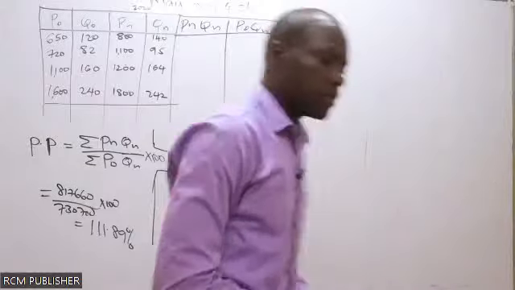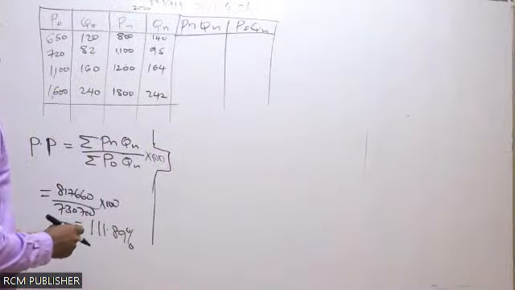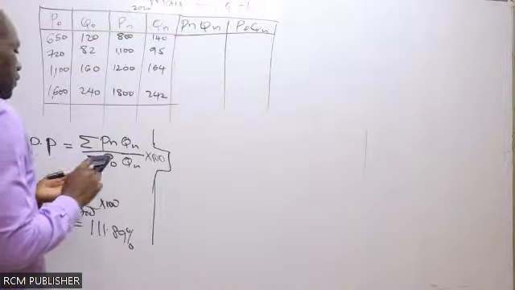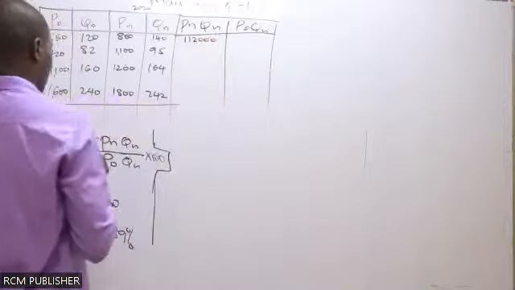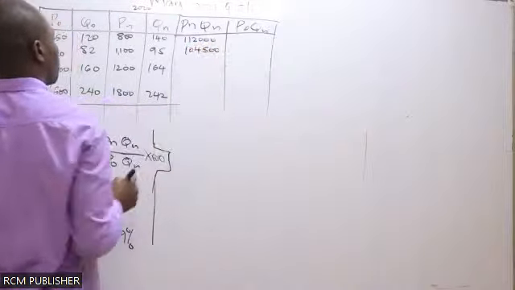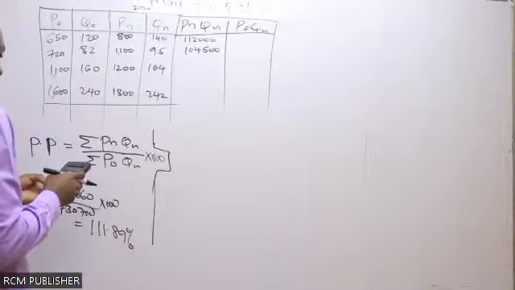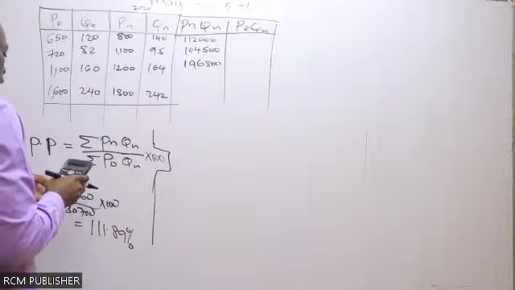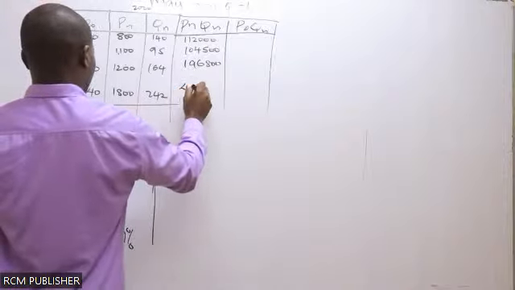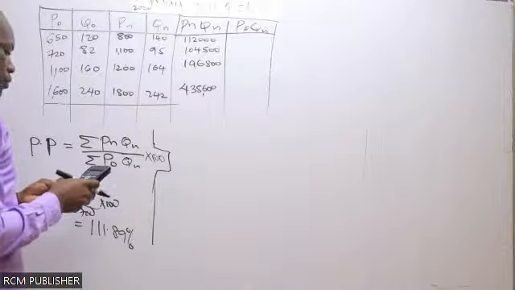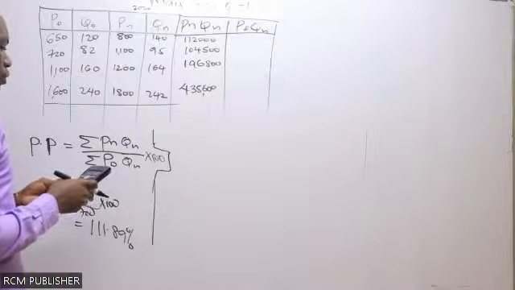So let's get the values. PNQN: 800 by 140, 1,100 by 95, 1,200 by 164, 242 by 1,800. You need to get the total here.